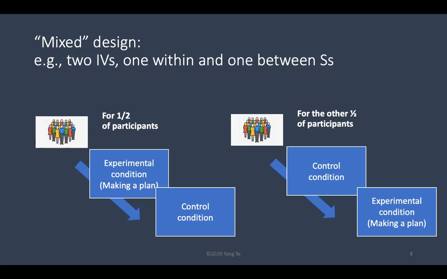But now you can integrate another between-subject factor, that is order, into the analysis that you would be running. The more factors you can integrate into the research design, the more it makes it possible to tease out the variance accounted for by these factors, right? And therefore it makes it easier to identify the factors that you're actually interested in. In this case, it is making a plan as an intervention.